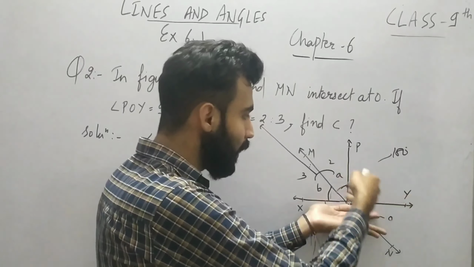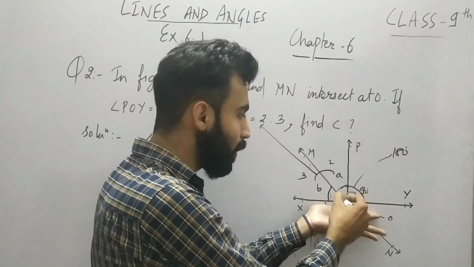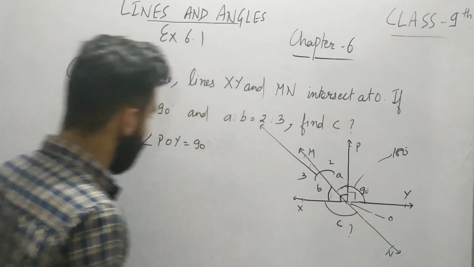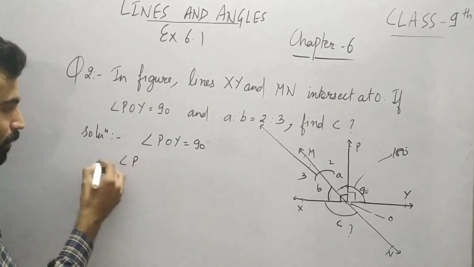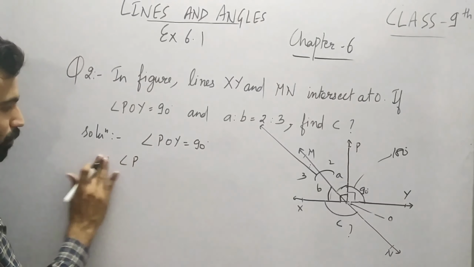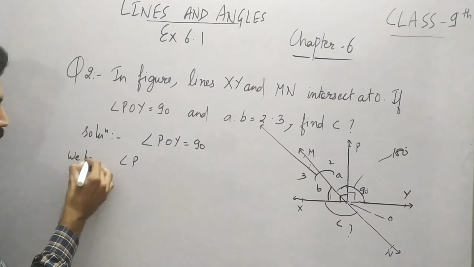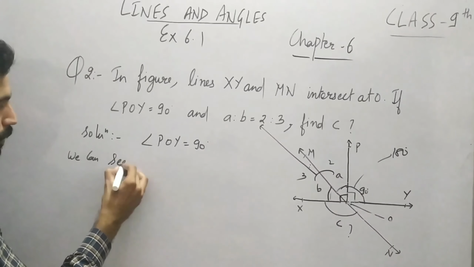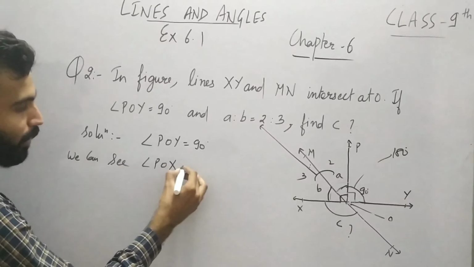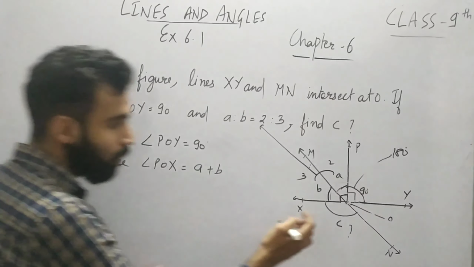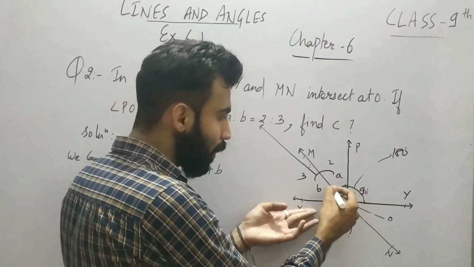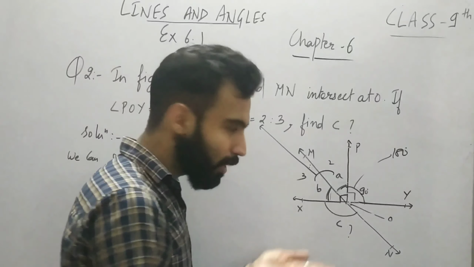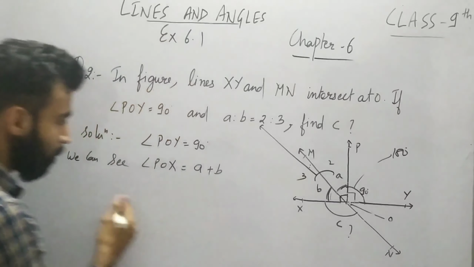If I just subtract this 90, the remaining angle will also be 90 degrees, and that is POX. You can see, let me write it like this, angle POX is equal to A plus B. POX is a combination of A and B, right? So this is POX, that is A plus B.